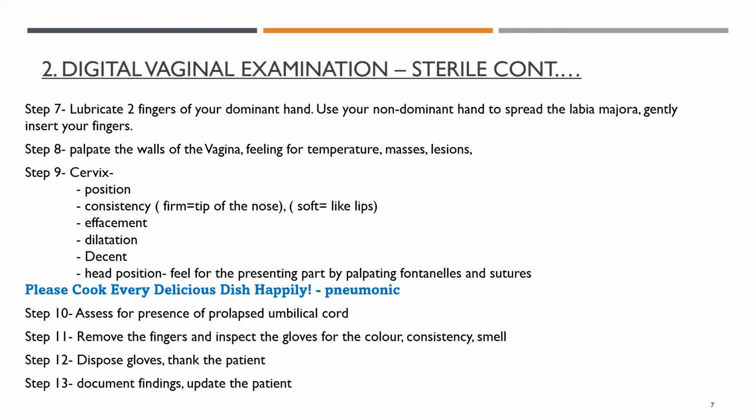Next, you go to the cervix. Now, here's a mnemonic. It helps to remember what you're looking for in the cervix. So just remember, please cook every delicious dish happily. So P is for the position, C for consistency, E for the effacement, D for dilatation, again D for descent, and H for the head position. You're basically doing a Bishop score. We're doing this in labor, so you want to know what the progress of the labor is. You want to score this patient. So basically, just remember this mnemonic. Please cook every delicious dish happily. Step number 10, assess if there's any prolapsed umbilical cord.